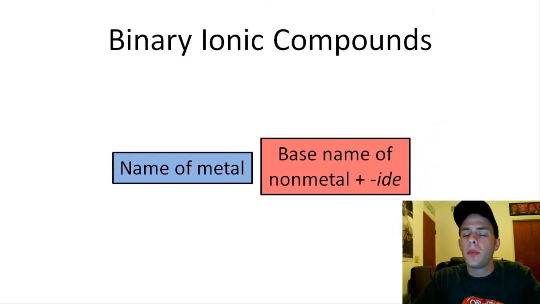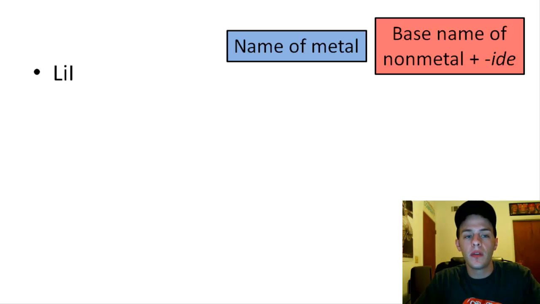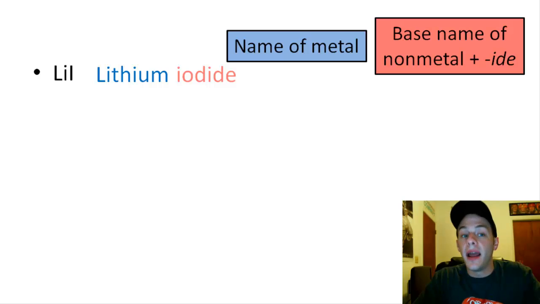So let's go through a couple of examples where we name some binary ionic compounds. This binary ionic compound has the formula LiI. Again, we start with the name of our metal, and the name of the metal corresponding with the symbol Li is lithium. And the uppercase I is the symbol for iodine. So we're going to take that base name and add the suffix -ide to the nonmetal. So this is called lithium iodide.